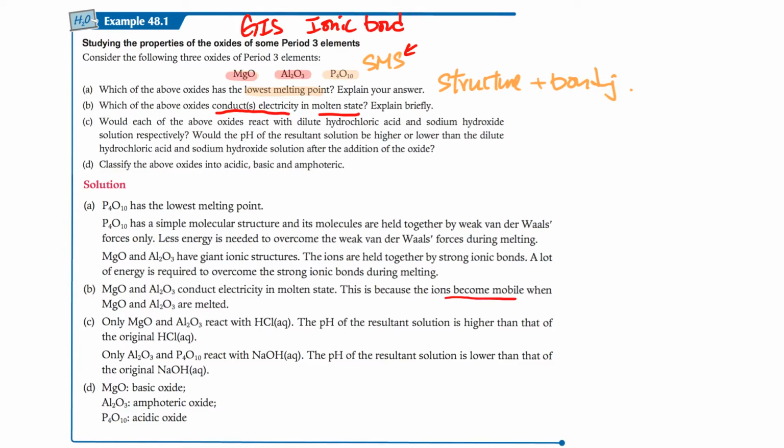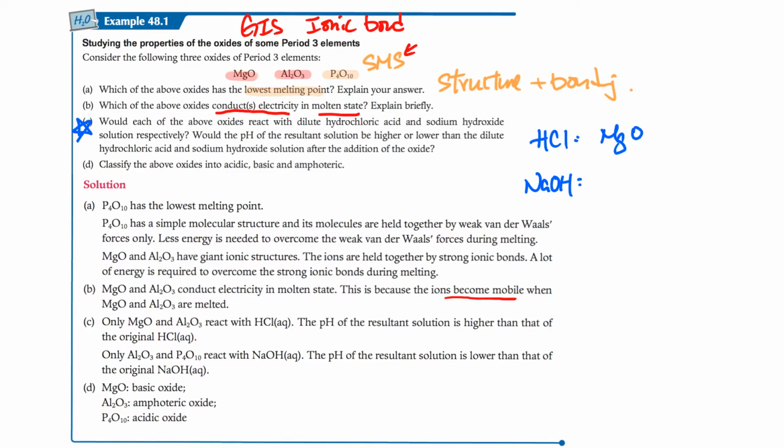So I just want to draw your attention to question C. Would each of the above oxides react with dilute hydrochloric acid and sodium hydroxide respectively? So which one will react with the acid? Which one will react with the hydroxide? So the one that reacts with the acid must be the basic oxide. Basic oxide, we have MgO.